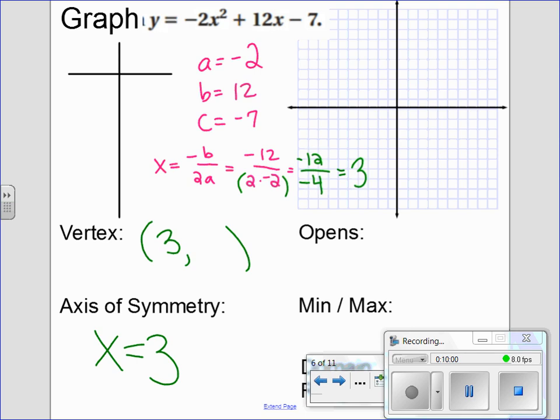So actually I could go to a graph and draw that in right now. The axis of symmetry. I don't really know where the vertex is quite yet, because I only know the x coordinate.